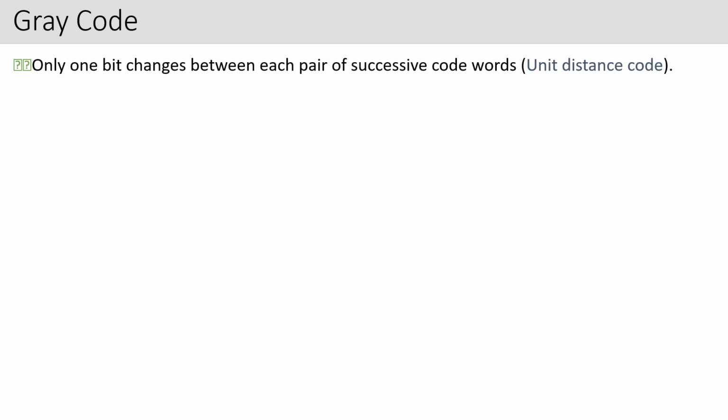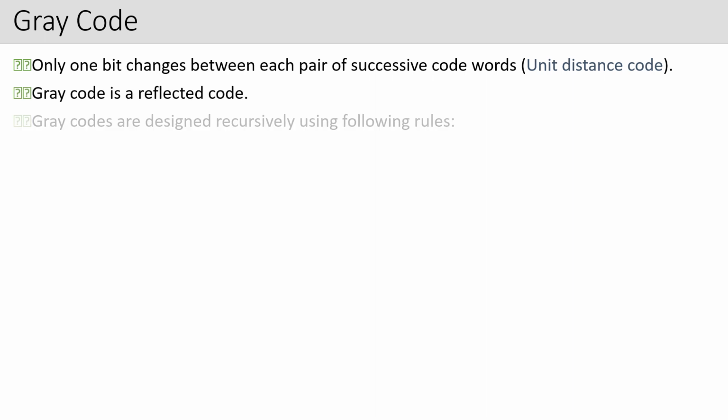So what is gray code? Only one bit changes between each pair of successive code words. Means if you talk about successive code words, there will be only a one bit change in every pair. The gray code is a reflected code. Gray codes are designed recursively using the following. How to design this code?